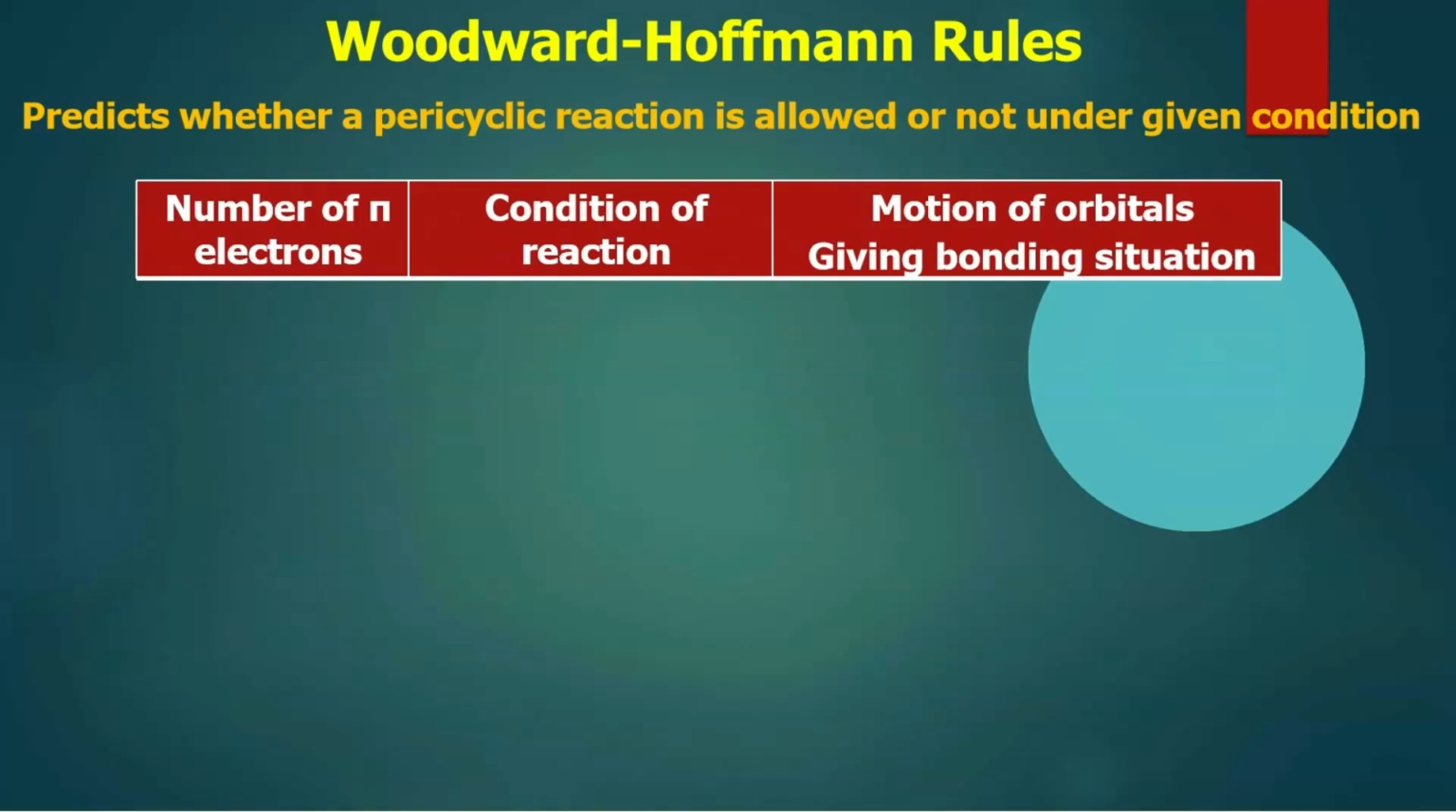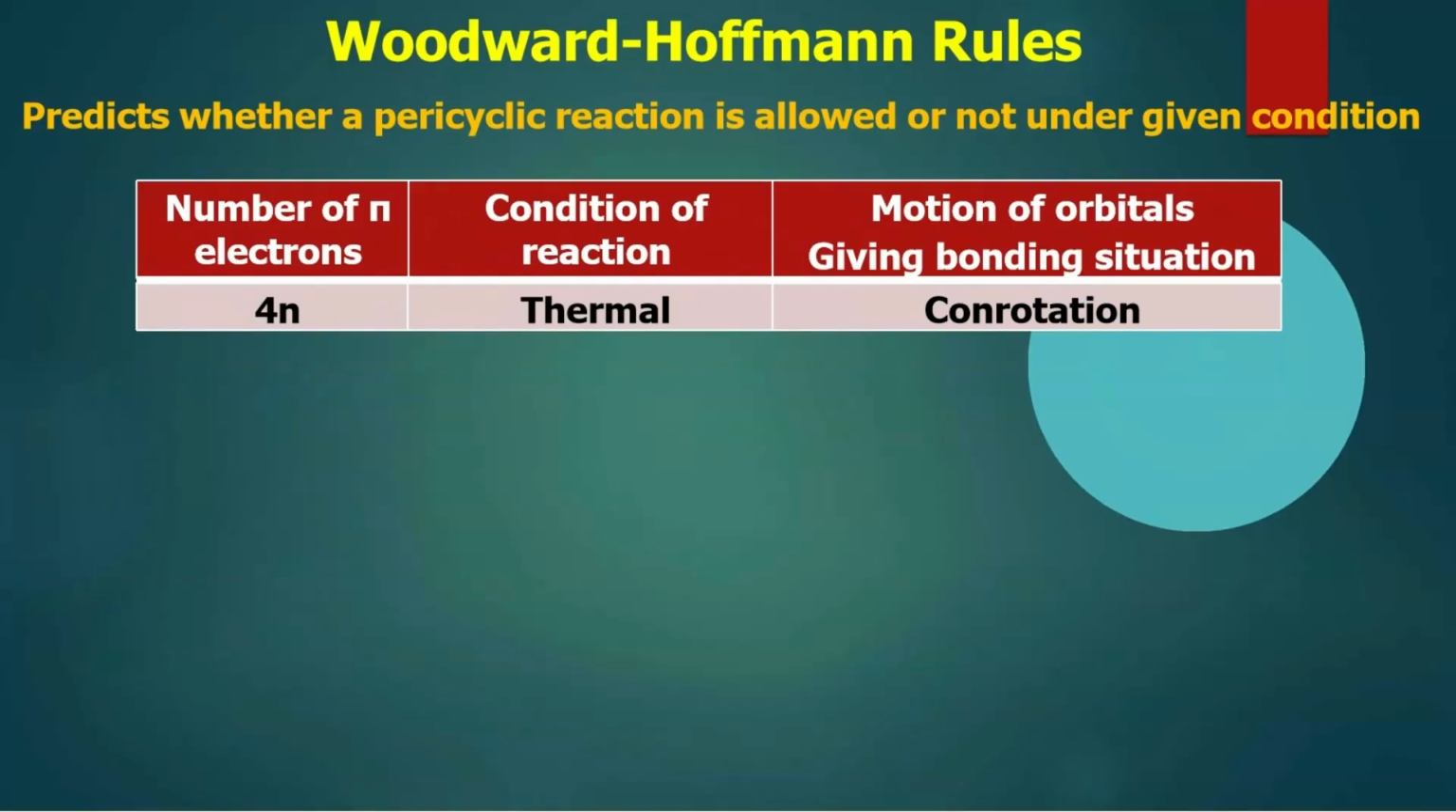We can predict in this fashion. If the number of pi electrons is 4n electrons, where n represents an integer, 4 into 1, that is, if n is 1, it is having 4 pi electrons in the molecule. It can be induced thermally. When it is induced thermally, it undergoes conrotation to give rise to bonding situation.